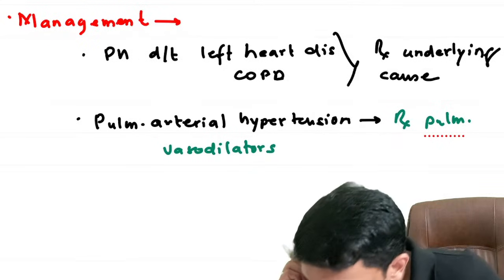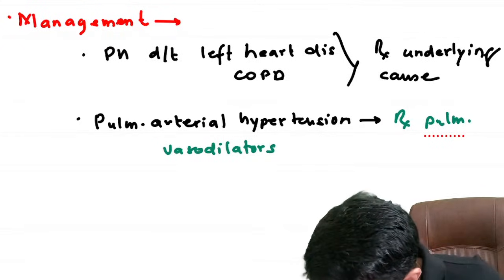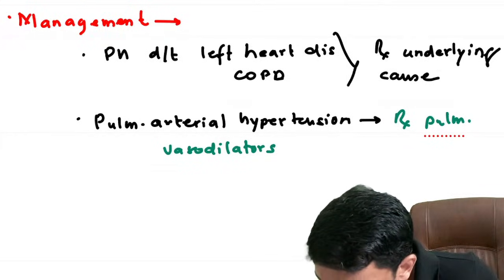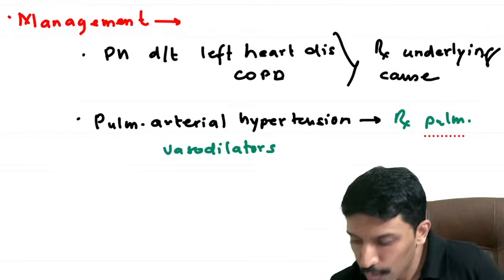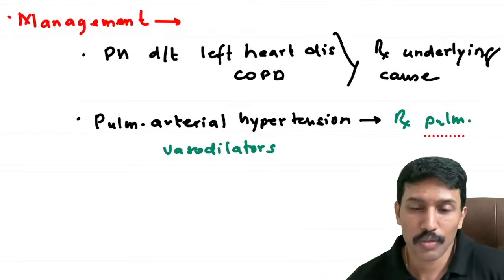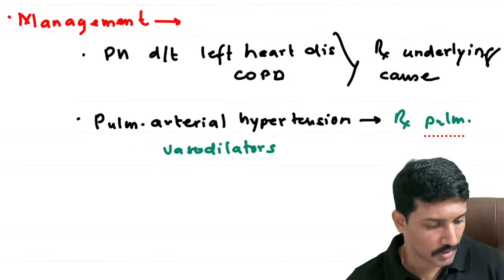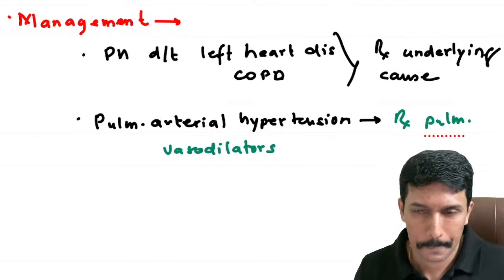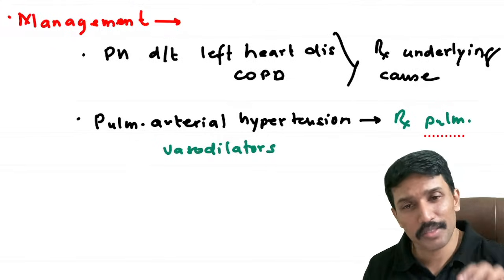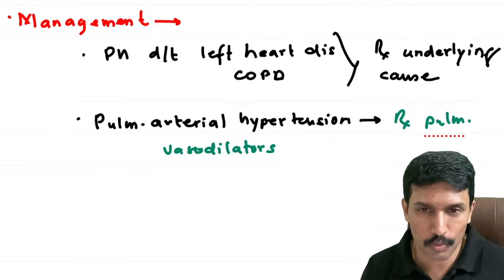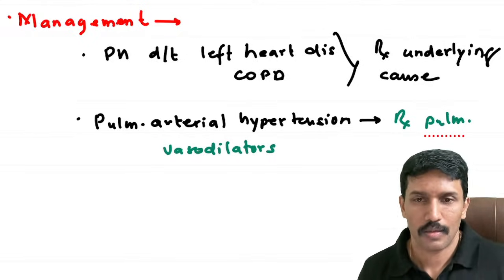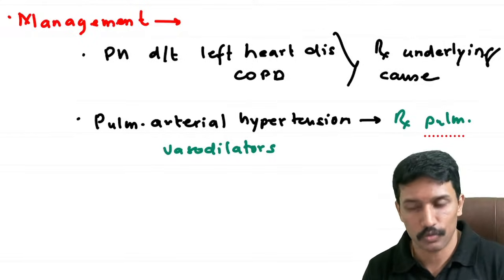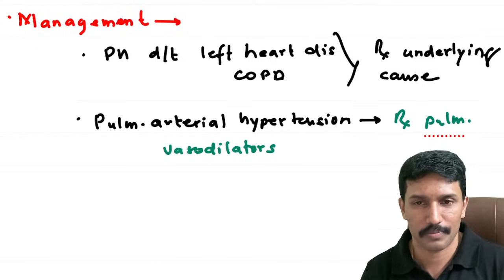So can anybody name some drugs that do this? Because to check the pressure in the pulmonary artery, it's not possible for us to check it directly, right? From outside we can't check. Echo can measure, but echo can only measure the systolic pressure. It can't measure the diastolic pressure. And for the diagnosis, I need the mean. So for the mean, I need both systolic and diastolic.